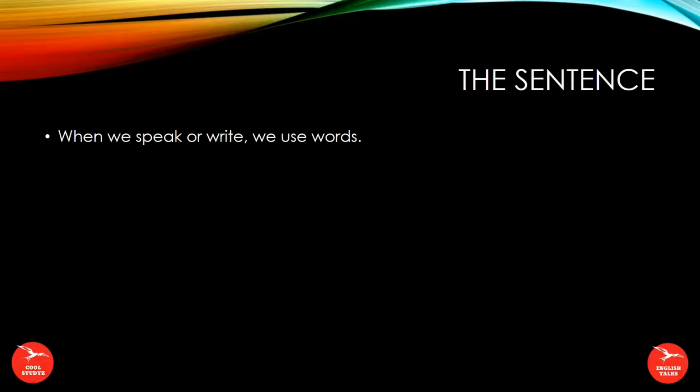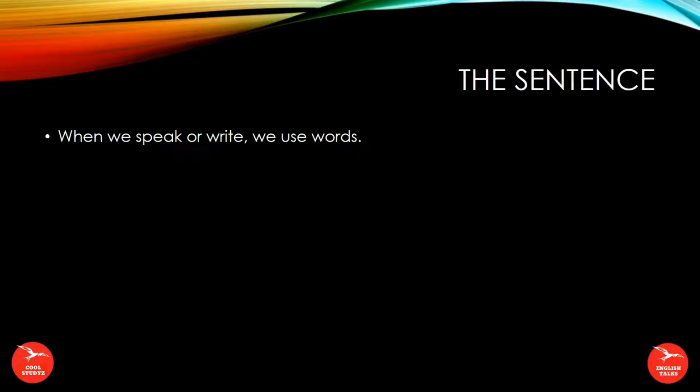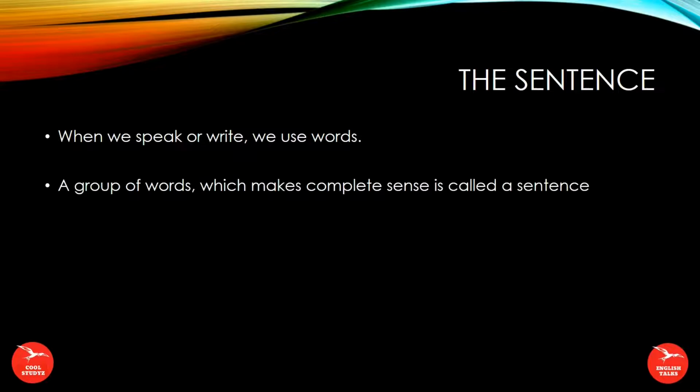So, what exactly are sentences? Before that, let's see. When we speak or write, we normally use words. Exactly. I, go, sit, there, come, jump, likewise. These are all words. So, a group of words which makes complete sense is called a sentence.